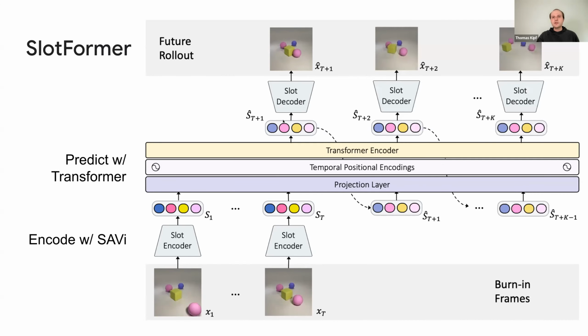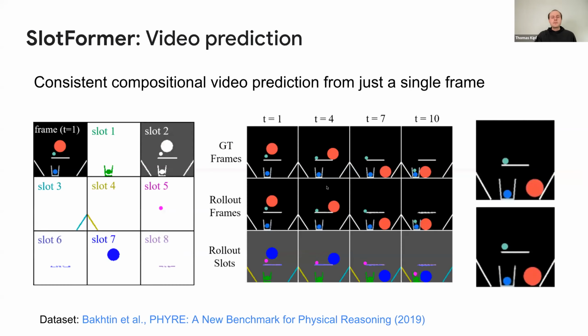And then we can just feed those slots back in and auto-regressively iterate with, for example, a number of burn-in frames, or just starting from a single frame. And so this simple recipe allows us to effectively do consistent compositional video prediction from just a single frame.